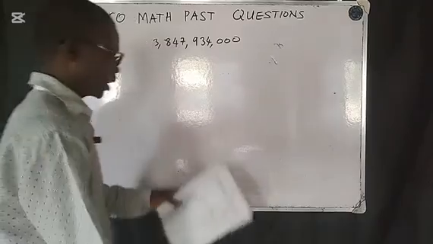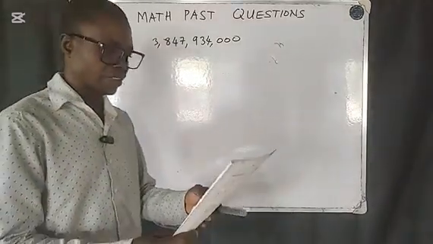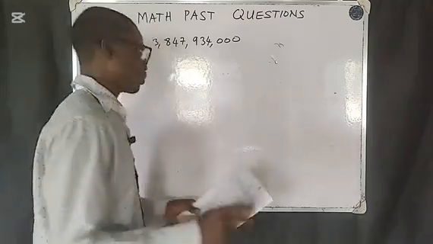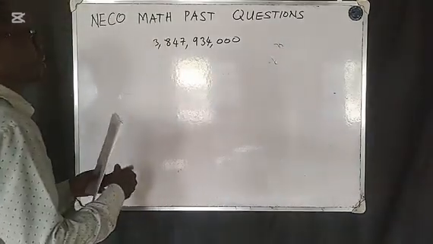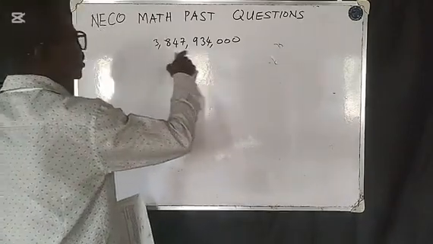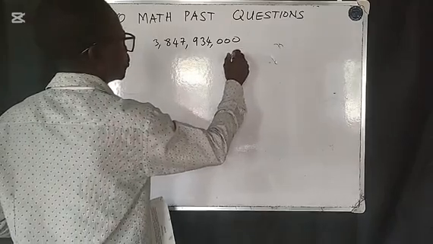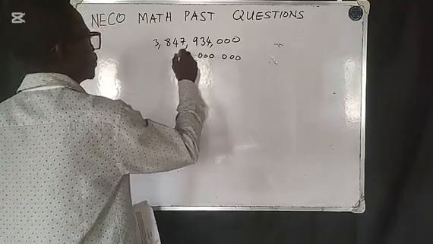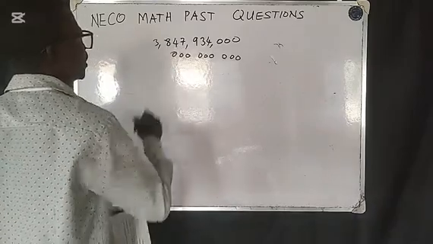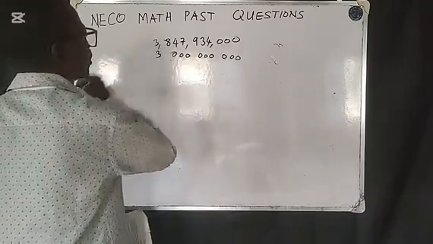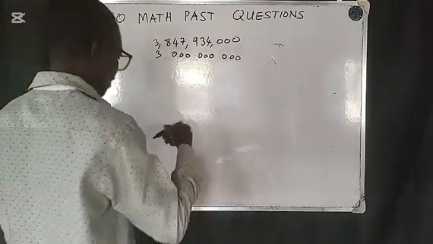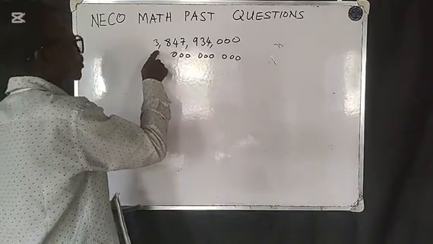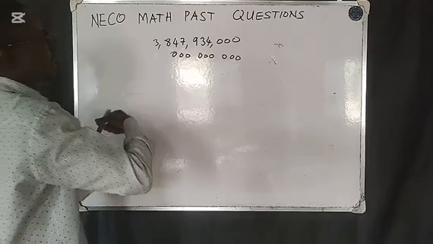Let's move to number 2. The question says we should find the positive difference between the nearest million and the nearest billion. Let's find the nearest billion first. 1, 2, 3, that is thousand. 1, 2, 3, that is million. 1, 2, 3, that is billion. Then we have our 3 here. Nearest billion is this place, so our stop is actually here.